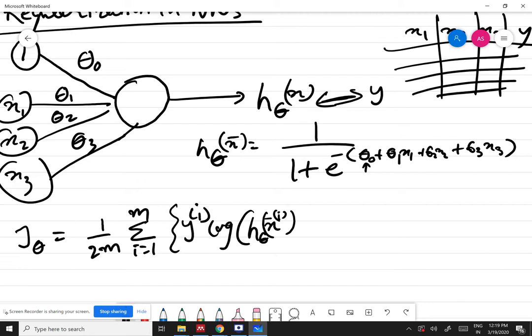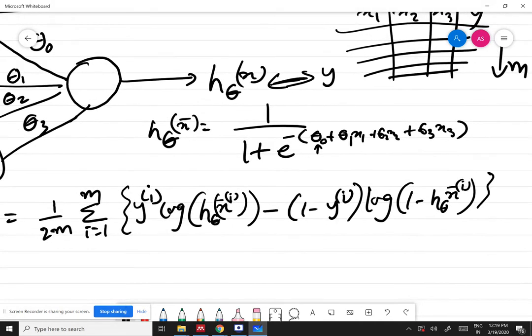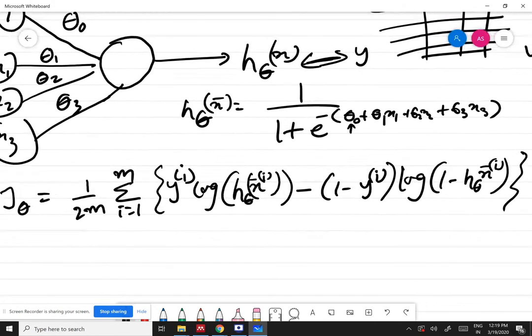So you are going row by row and checking what the error is using the logarithmic error function. This is given by y i log h of theta x i minus 1 minus y i log of 1 minus h of theta x i. Okay, so this is the normal error function.